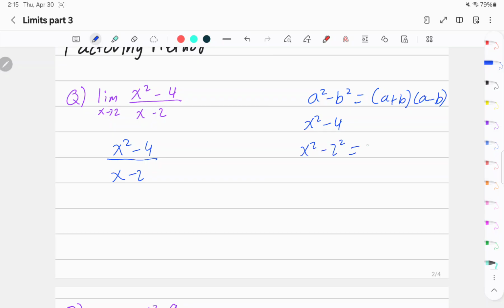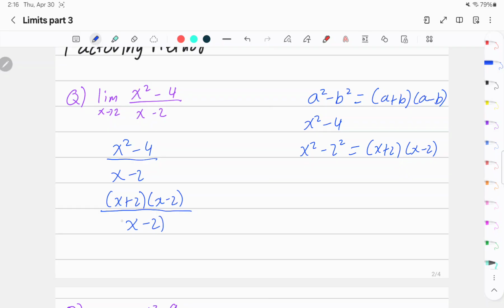In other words, this turns out to be x plus 2 and x minus 2. And since this x squared minus 4 is the same as x plus 2 and x minus 2, I write it here. I say x plus 2, x minus 2. And this is all over x minus 2.